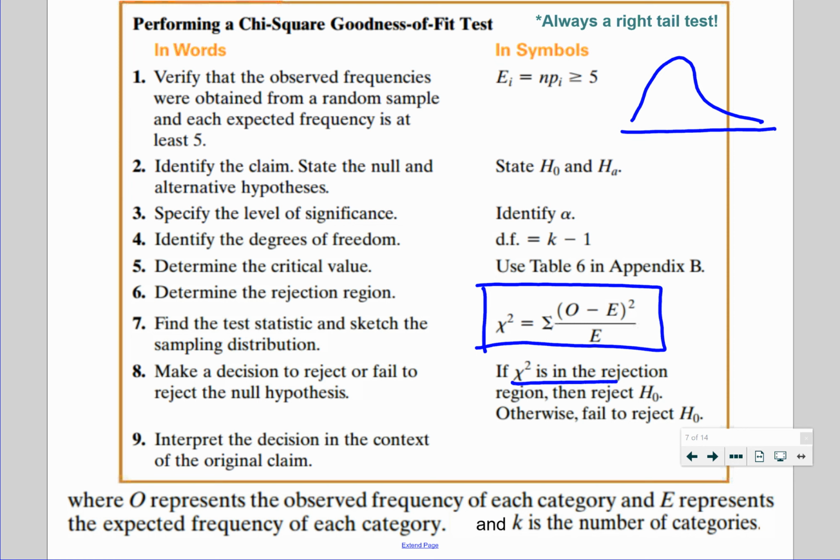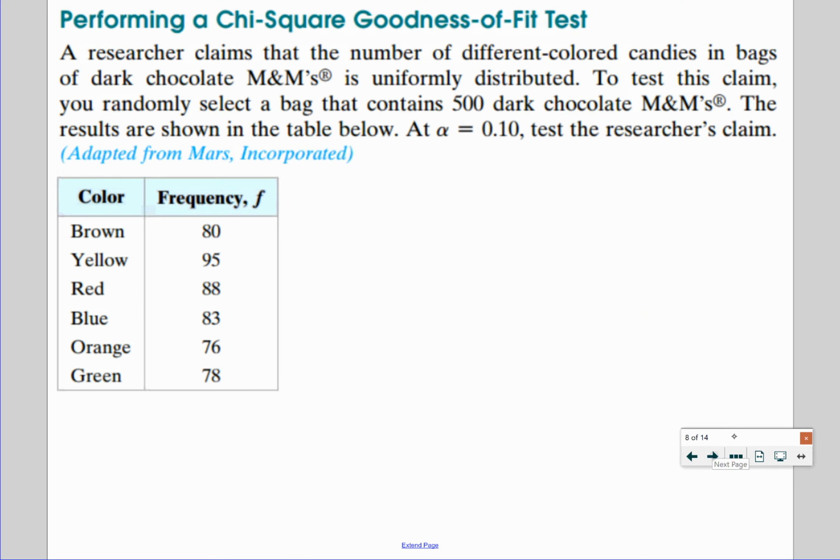If our value is in the rejection region, we reject, and we say there is enough evidence to reject or support whatever our claim was. If there's not enough evidence, we are failing to reject. Okay, so we're just going to do 2 problems, and these are what your worksheet is going to look like that you are going to do tomorrow.